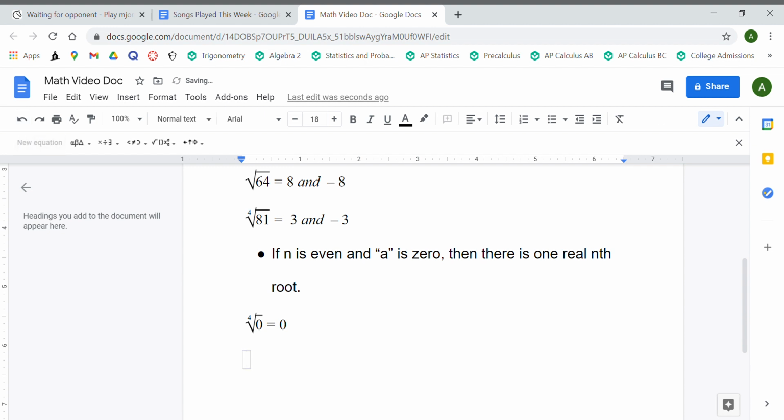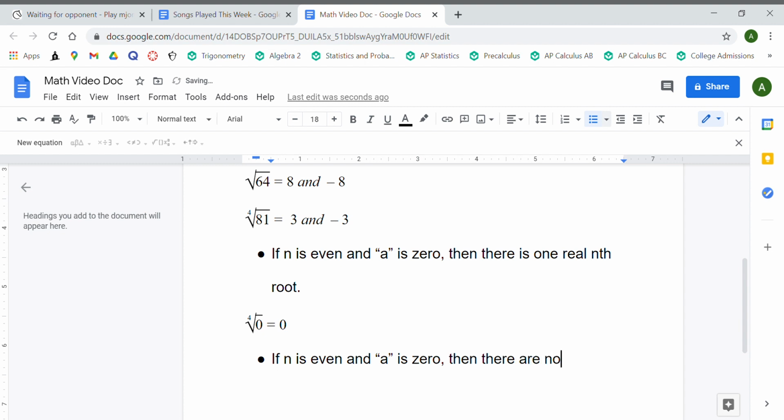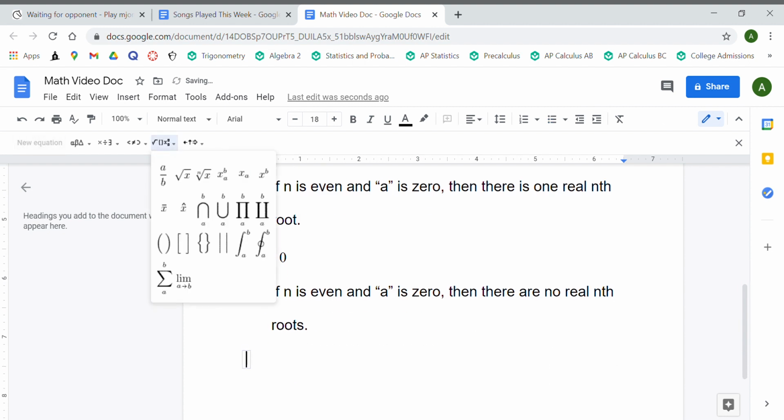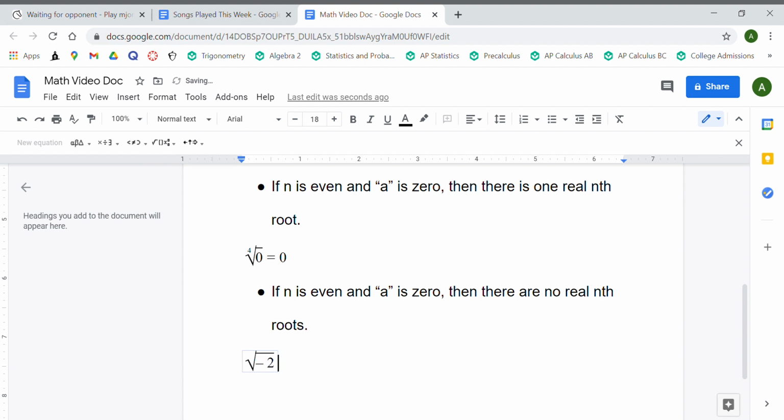Alright, now for the last rule. If n is even and a is 0, then there are no real nth roots. So here's an example of where this occurs. You got square root of negative 2. What is the answer to that?